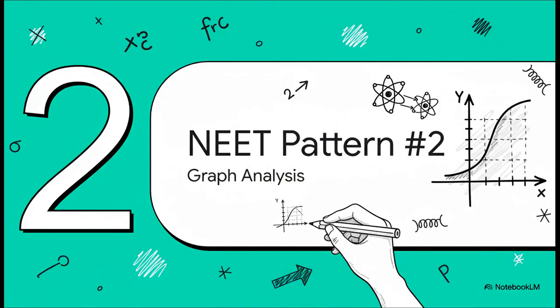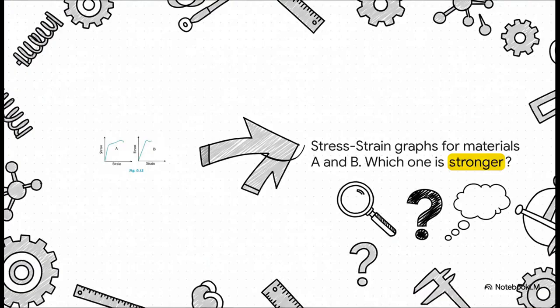All right, let's level up and move on to our second pattern. See, NEET isn't always going to give you the numbers neatly in a paragraph. They absolutely love to test your understanding visually, and their favorite way to do that is with stress-strain graphs. So take a look at these two graphs. We've got material A and material B, and they're drawn to the same scale. The question is simple. Which one of these is stronger? And which one has a greater Young's modulus? Just take a second, look at the graph, and think about what those two things mean visually.